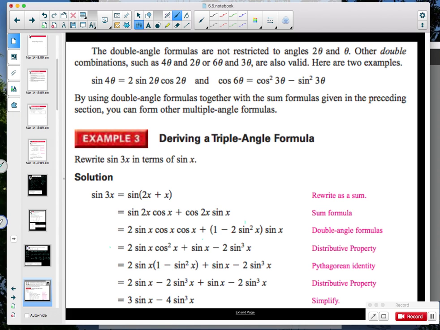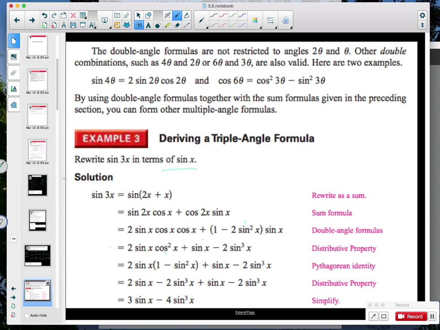And then you change cosine squared x to 1 minus sine squared x. That's a smart step. So instead of cosine squared x, you will do 1 minus sine squared x, so you have everything in terms of sine. That's what we wanted. So 2 sine x minus 2 sine to the third power x plus sine x minus 2 sine to the third x. Then you combine like terms. I like calling them likey terms. Then you get 3 sine x minus 4 sine to the third x.